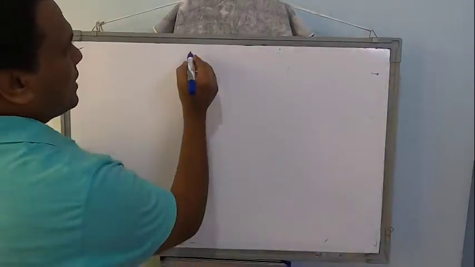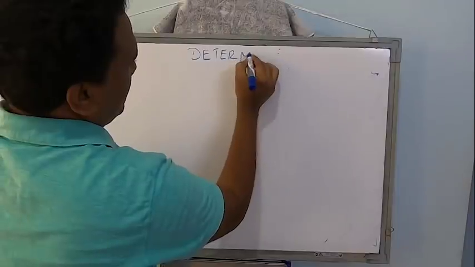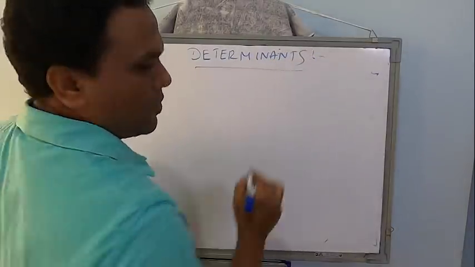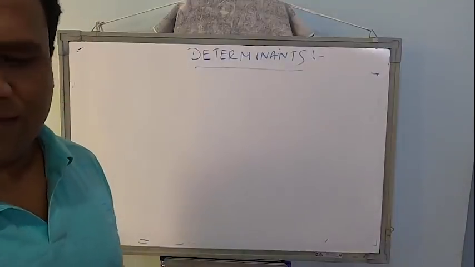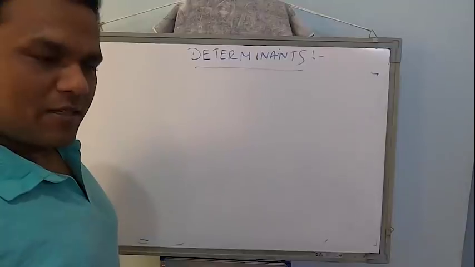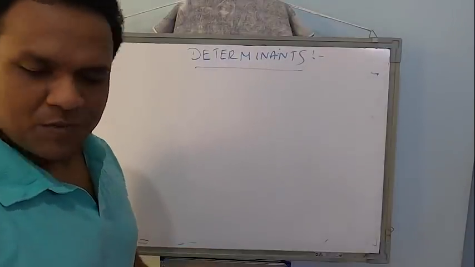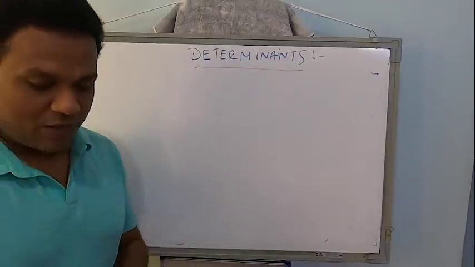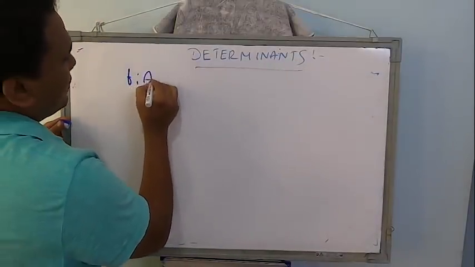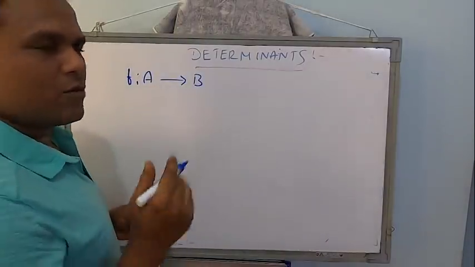So today let me start the next chapter. We call it determinants. So what is a determinant? Before I start the definition, I should go back to the definition of function first. So I'm going to start with the definition of function. Let me consider a function f from A to B. So f is a function defined from set A to set B.